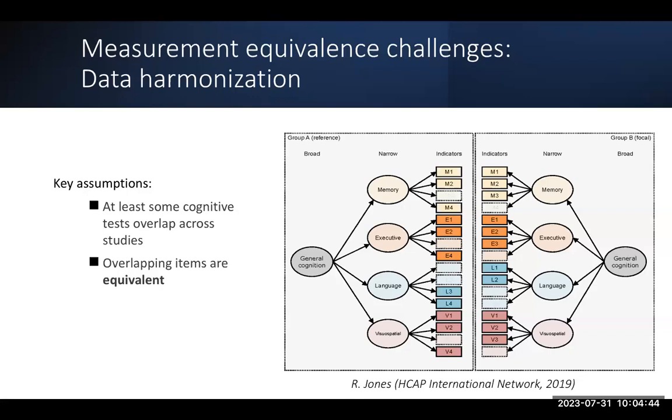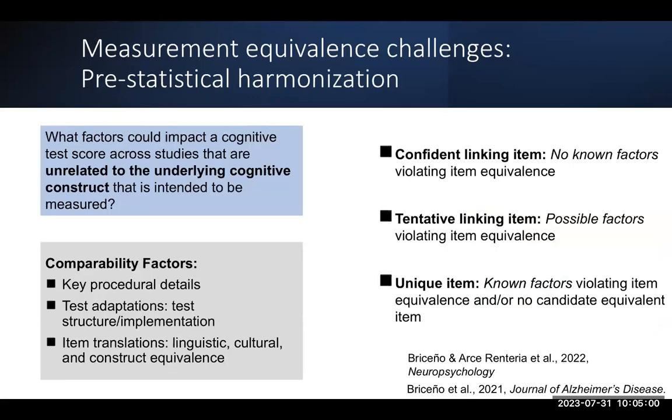are different across studies, but it does require us to make decisions and feel confident that we are measuring some of these items in the same way with the same construct and, essentially, free from bias across studies. So what we've done to try to account for as many of these potential measurement differences as possible is this pre-statistical harmonization approach, which Dr. Gross mentioned a bit in the previous talk.